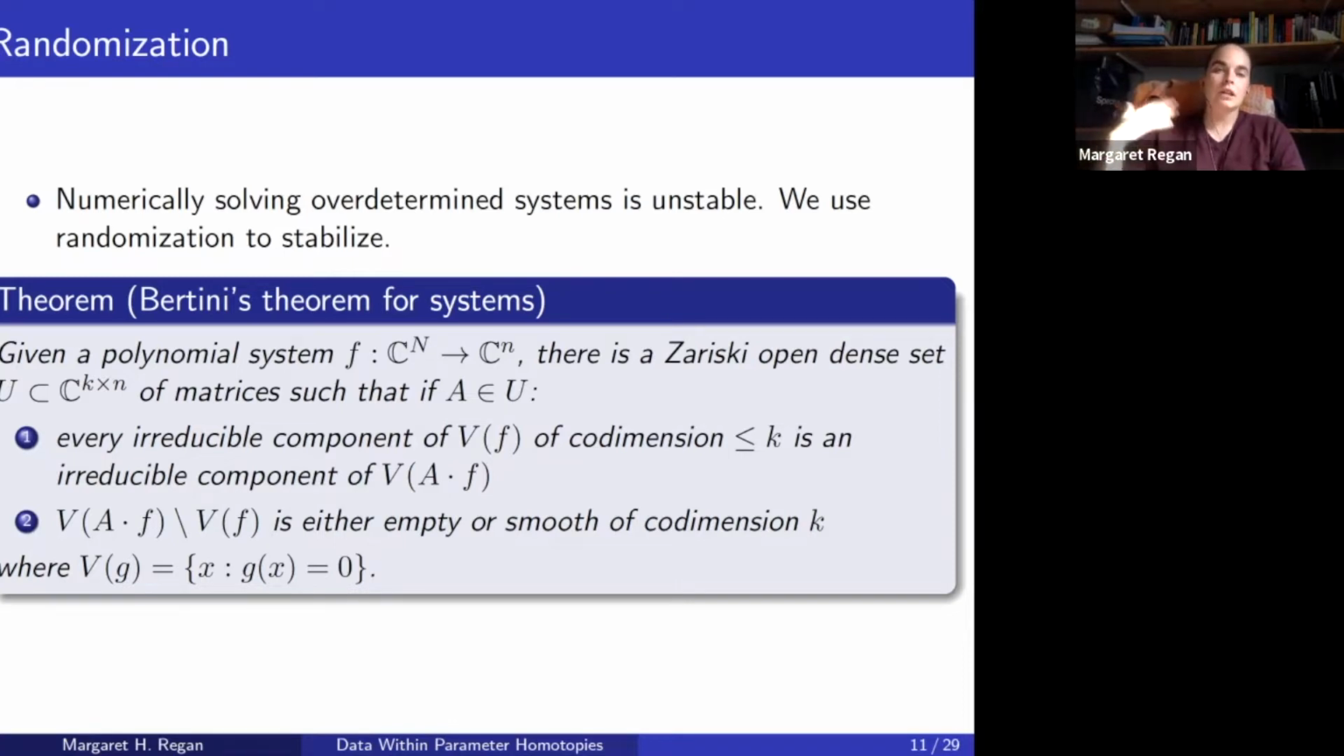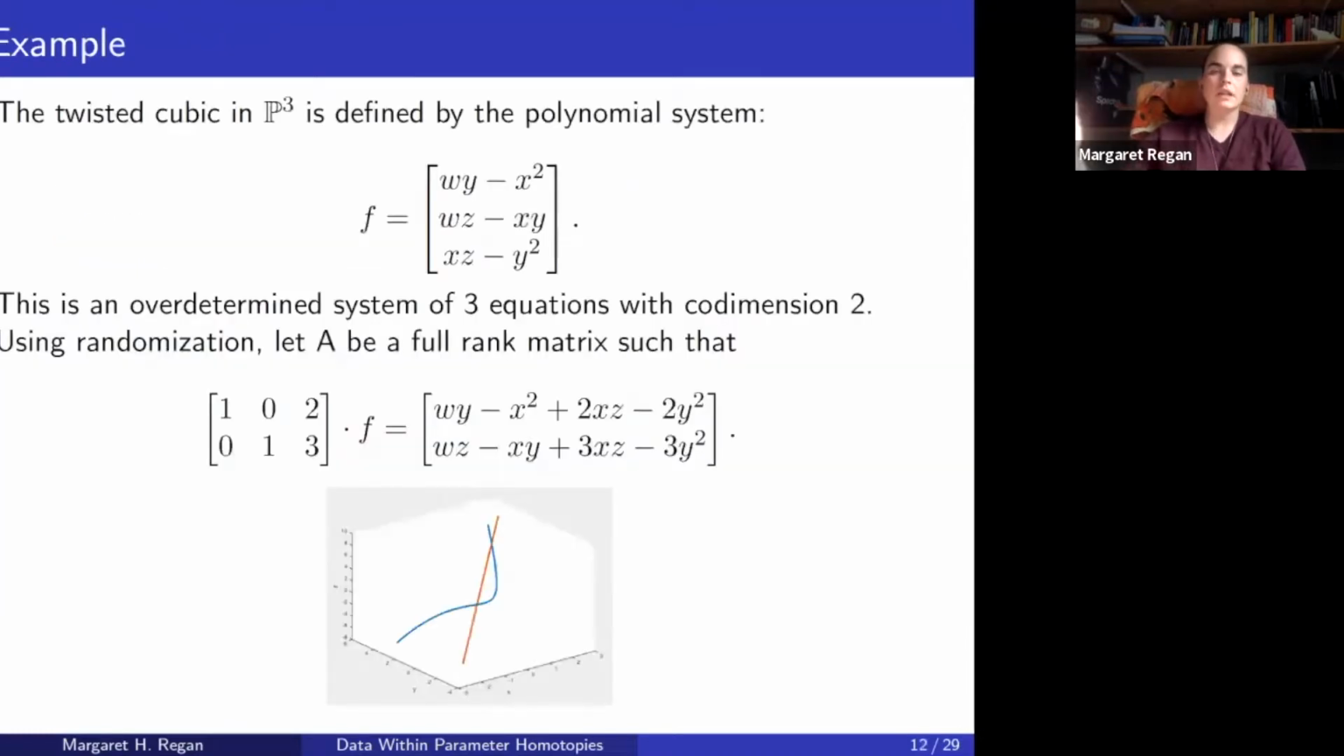But then you can always post-process after you solve for these solutions to then determine which of them belong to the initial polynomial system F versus this randomized variety V of A times F. And so when we're using this randomization, we know that we're not going to miss any of the solutions that we want for our original system, which is very helpful. It's very strong. It means we can use these methods. And so let's just see, using an example, what this means, okay?